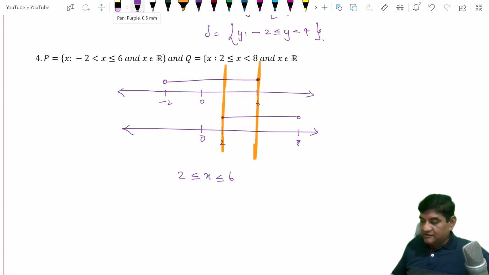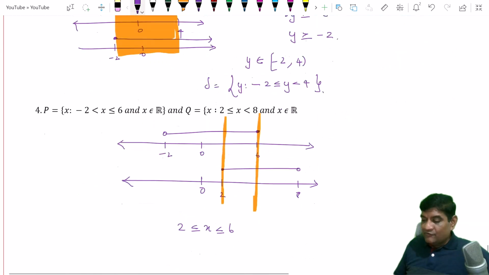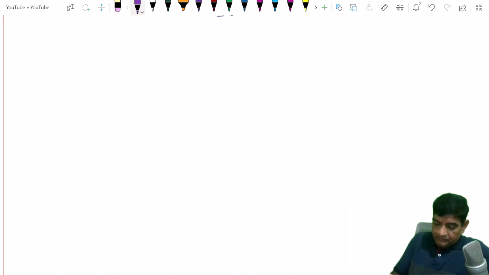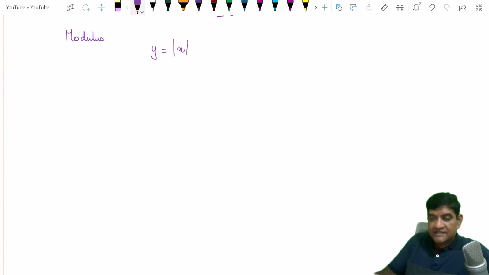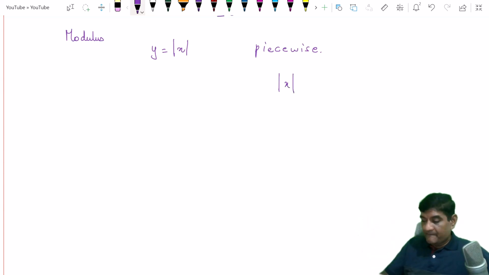The next question involves a modulus and an inequality. We'll first understand what is a modulus function. A modulus function, which is y is equal to mod x, is actually a piecewise function. Now, what does a piecewise function mean? It simply means that two pieces of two different functions are put together and made as a function.